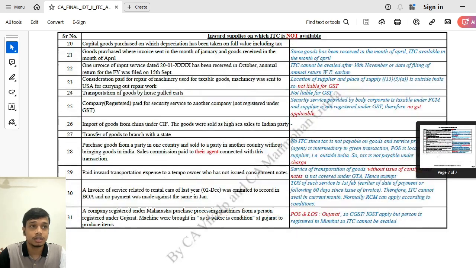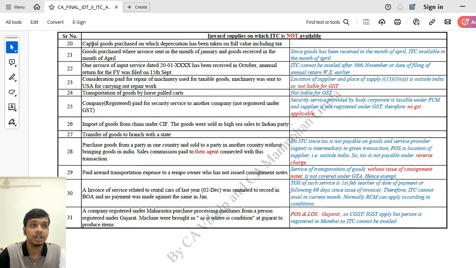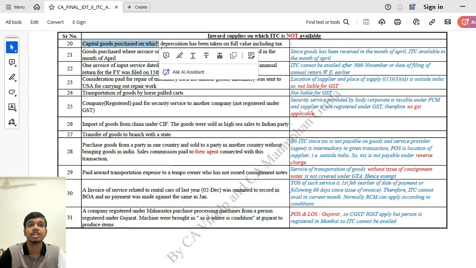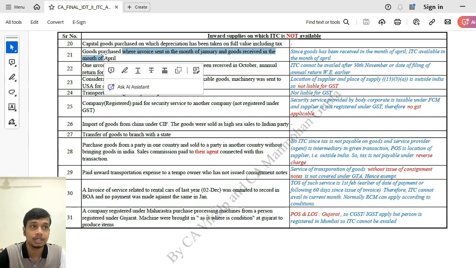Next part, 20th point, capital goods purchase on which depreciation has been taken on full value including tax. If GST अमाउंट पे भी हमने depreciation चार्ज कर लिया है तो उस पे भी ITC नहीं मिलेगा, बिकॉज depreciation से हम वहां से डिडक्शन ले रहे हैं, सो उस पे हम GST का ITC नहीं ले सकते.